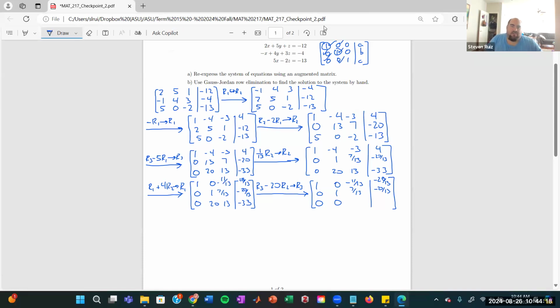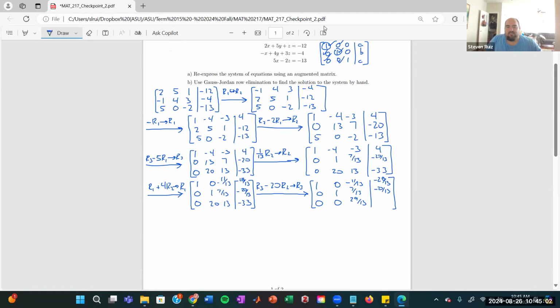Next, 13 minus 20 of row 2. Okay, so let's go back to our scratch paper. So 13 is equal to 169/13. So effectively, I have 169/13 minus 20 times 7/13. So 169/13 minus 140/13, that gives me 29/13. So 0, 0, 29/13.